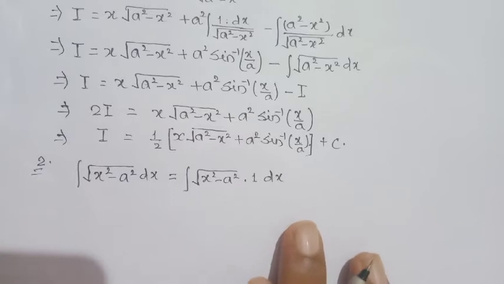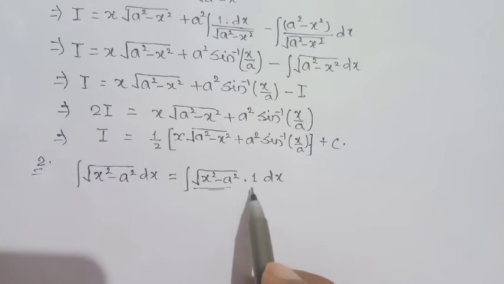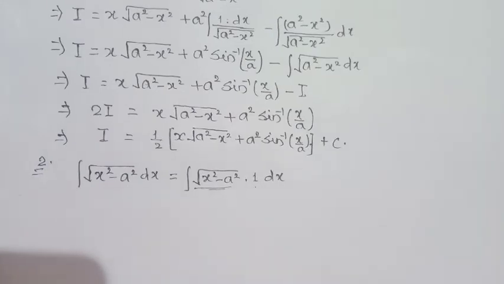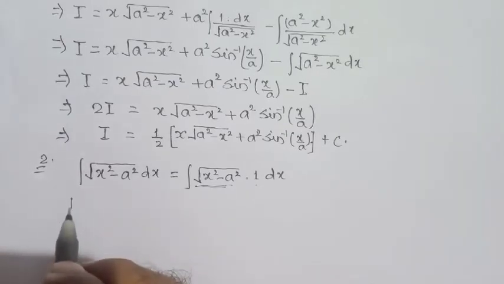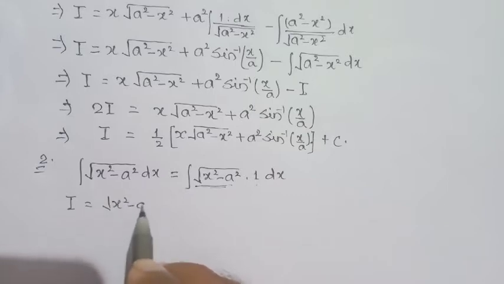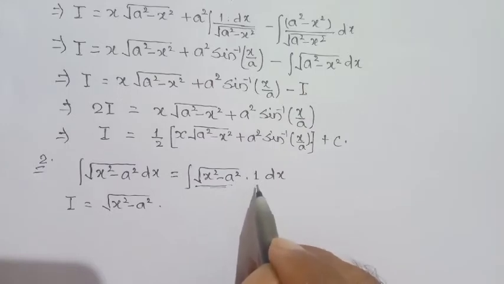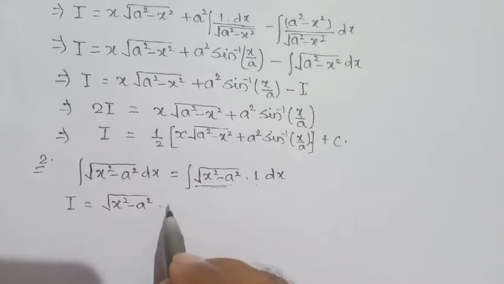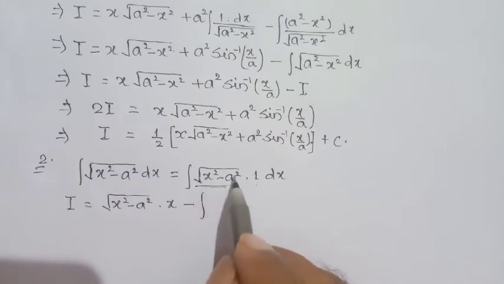Again apply u into v. Consider this one as u and 1 as v. That is integration by parts. So it should be written as I is equal to u into integral of v. Integral of v means integration of 1, which is x, minus overall integration of differentiation of u.